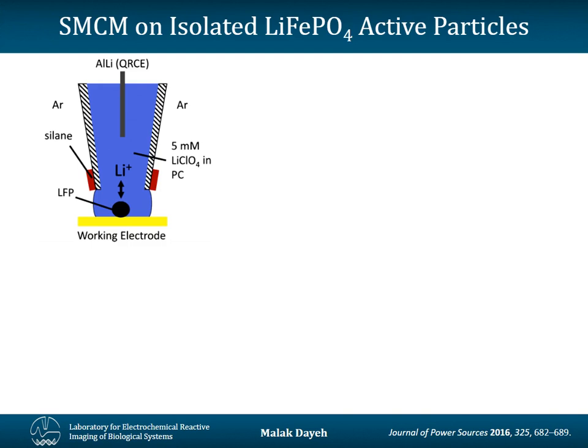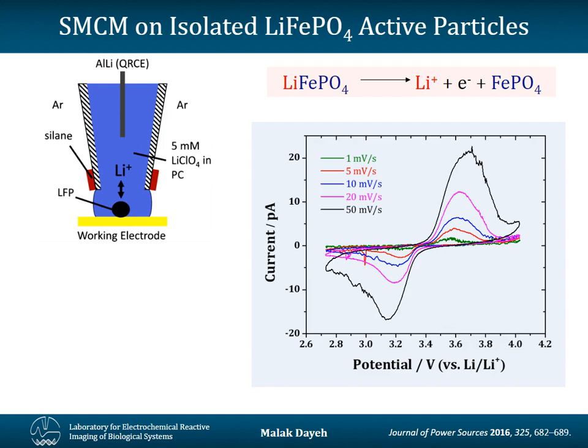So here I'm just putting up again our scheme where, in this case, the battery particle that we're going to be looking at is LFP, in black. We're going to be looking at the intercalation reaction in lithium perchlorate and propylene carbonate. Each of these CVs was recorded in this small drop that was landed on the gold surface where the LFP particles were dispersed. In this case, we're just changing the scan rate, but you can clearly see that we can monitor the intercalation reaction that's occurring.